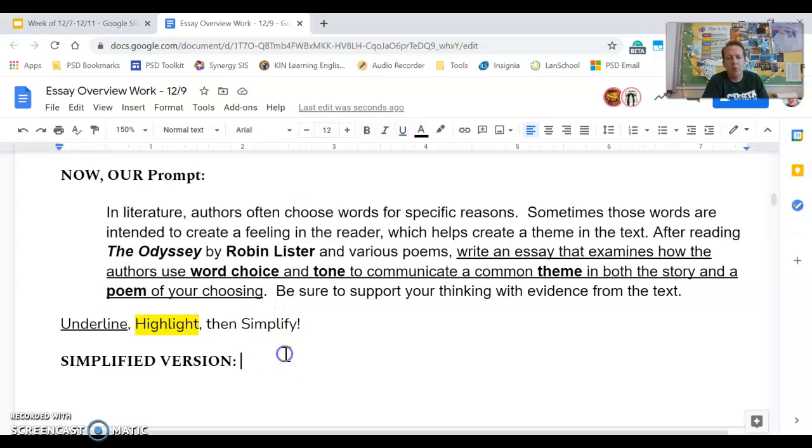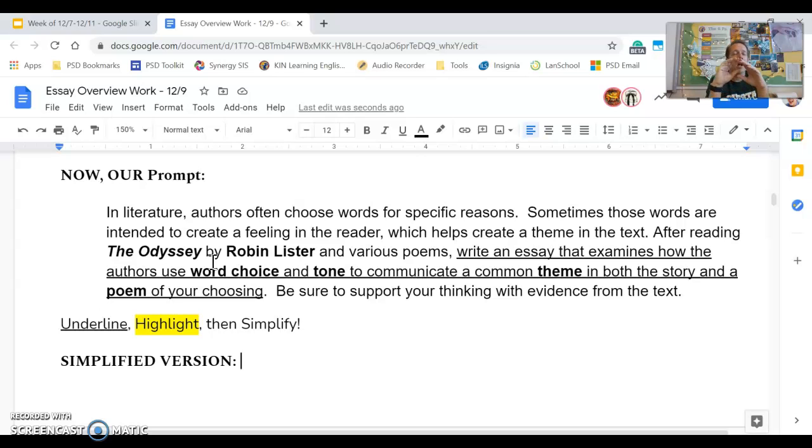Okay? So, simplified steps. I'm not going to type them down. You can, just because we've done it a couple of times now. Step 1 would be, maybe read the book, right? Because it's after reading The Odyssey. So read the book and the poems. Write an essay. Talk about how authors use word choice and tone to create a theme. Support my thinking with evidence from the text. Those are my steps.